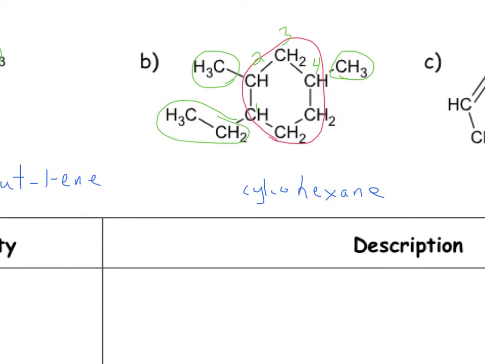So, deal with the methyls first. I'm going to have 2 methyls, so I need a di in front. They are going to be found on carbon number 2 and carbon number 4. And then I have an ethyl group on carbon number 1. So molecule B is 1-ethyl-2,4-dimethylcyclohexane.